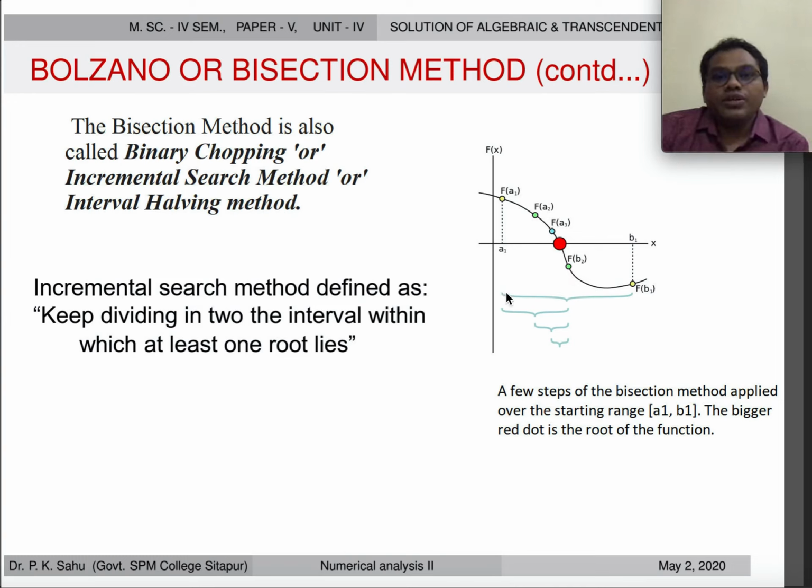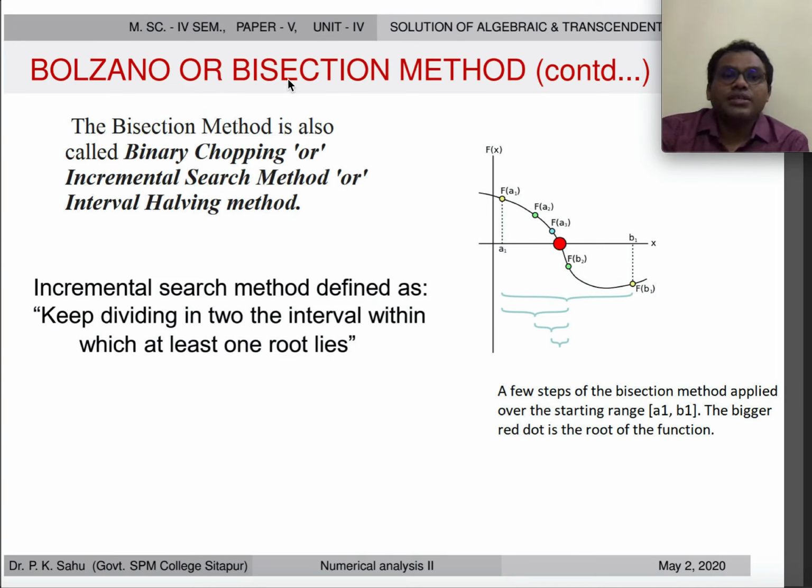And what is the length of the interval? In the beginning it is a1 b1. In the next step it is half, as we can see, a1 b1. In the next step it's half of the previous, a2 b2. In the next step it is half of a2 b2, a3 b3. This means in every step we are halving the interval. So this is how the Bolzano or bisection method works. After every step we are coming closer to the root of our desired equation.